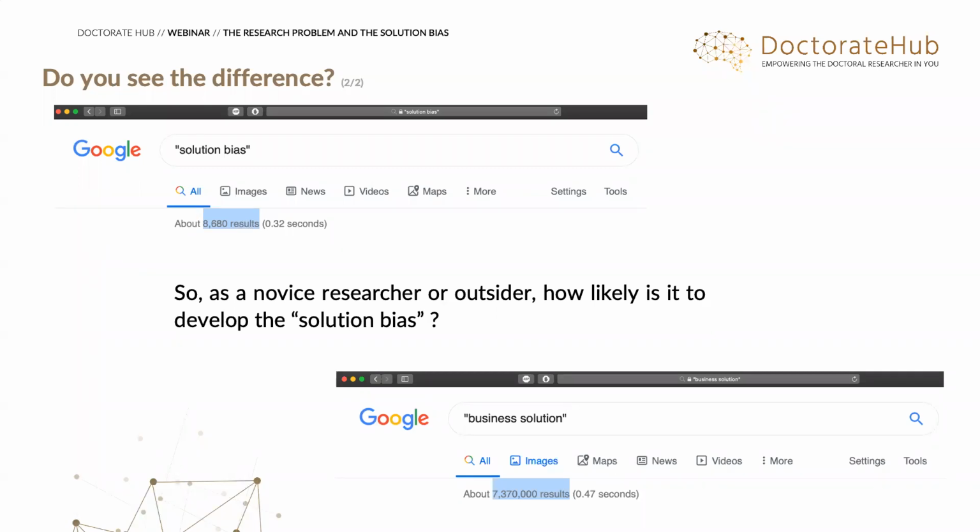Now, as a novice researcher or outsider, how likely is it to develop a solution bias if you're just new to making it into your research field? I mean, you perhaps don't even know that the solution bias exists. So then if Google just tells you 8,000, that's rather like, oh, misspelled. Business solution, on the other hand, gives you a credible number of results.